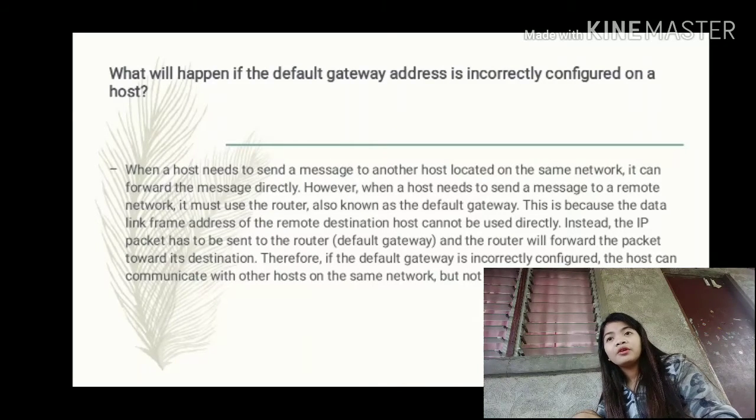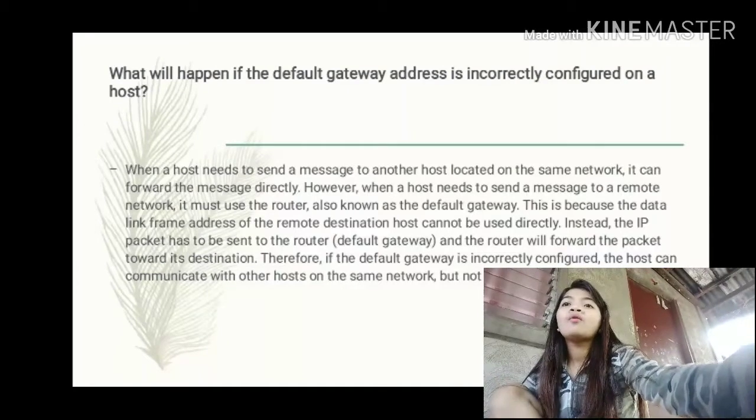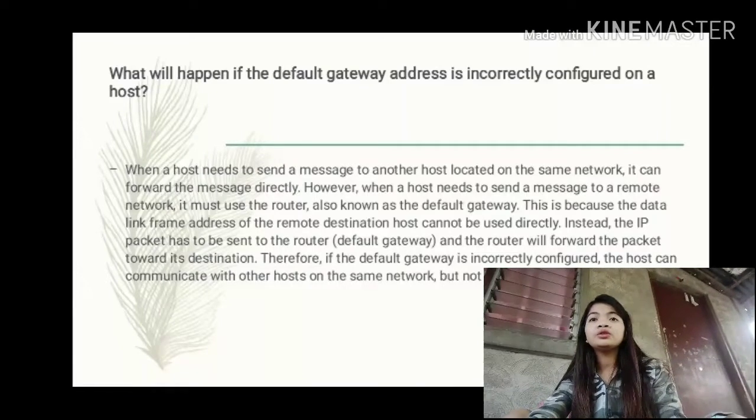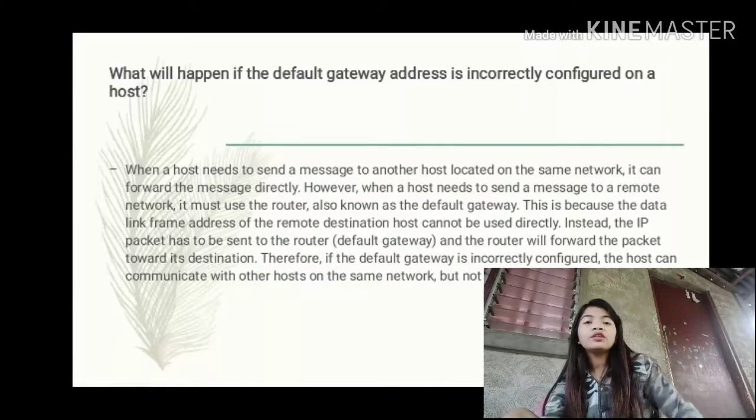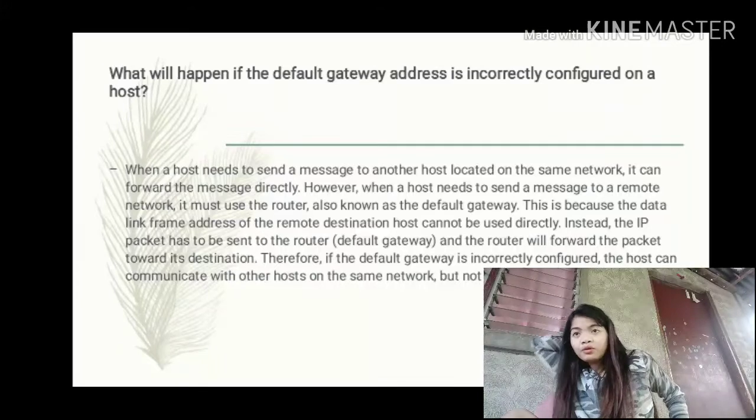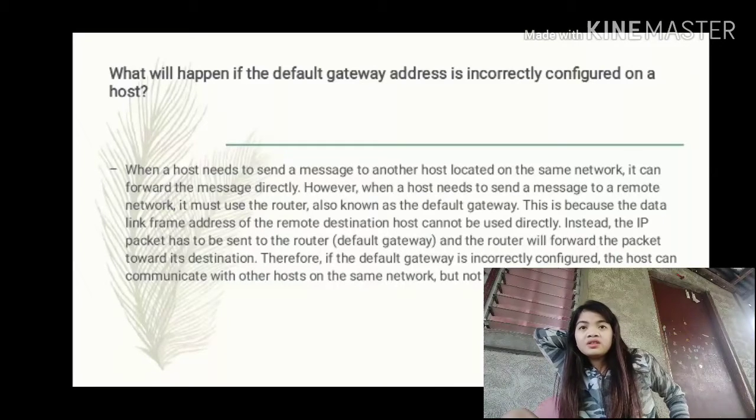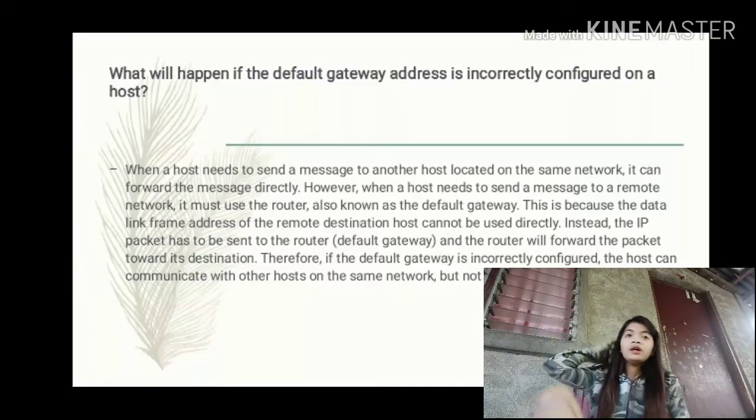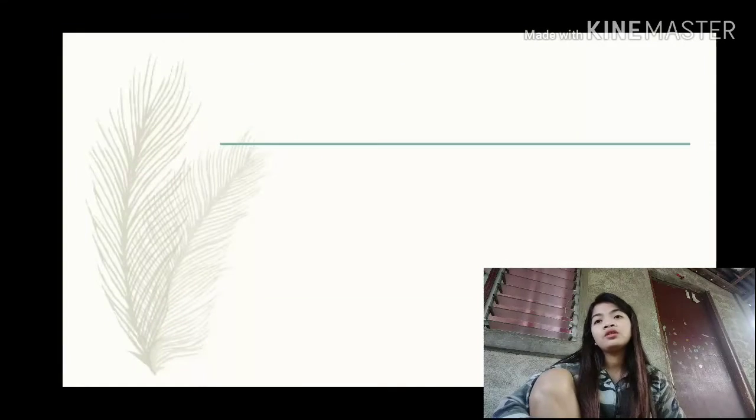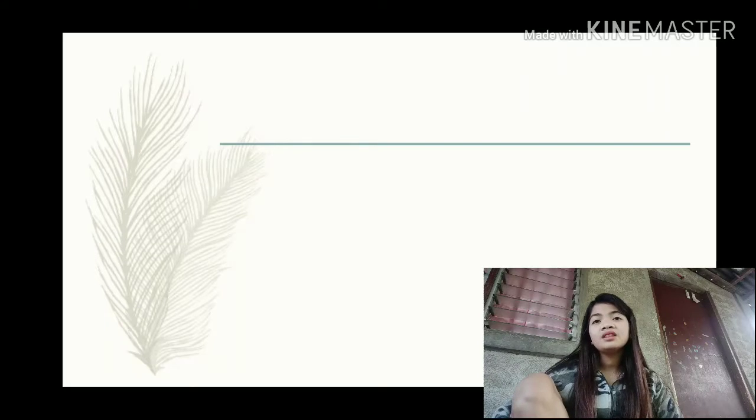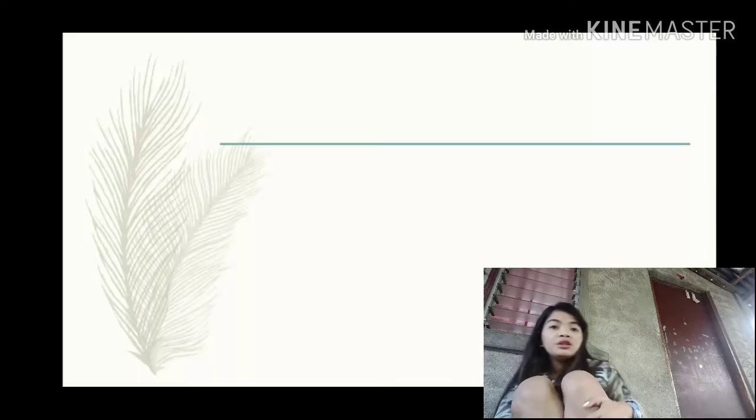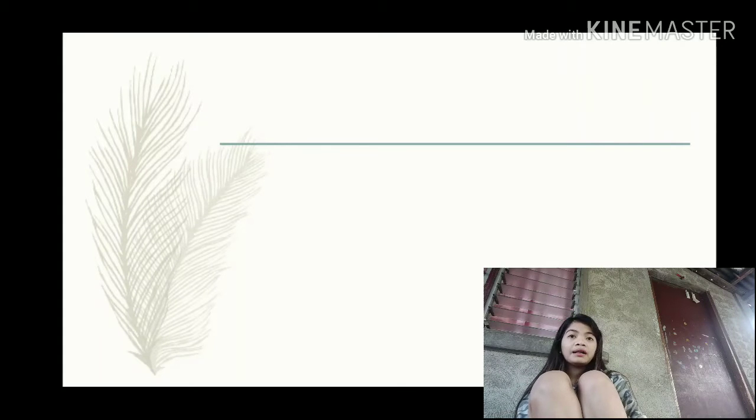What will happen if the default gateway address is incorrectly configured on a host? When a host needs to send a message to another host located on the same network, it can forward the message directly. However, when a host needs to send a message to a remote network, it must use the router, also known as the default gateway. This is because the data link frame address of the remote destination host cannot be used directly.